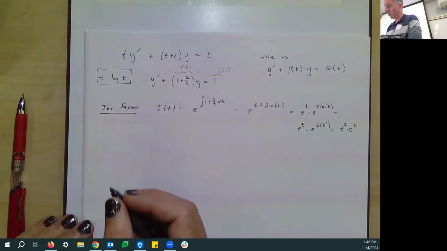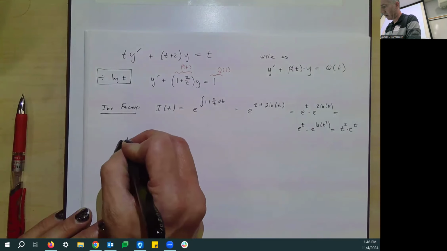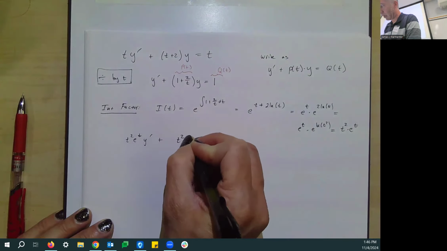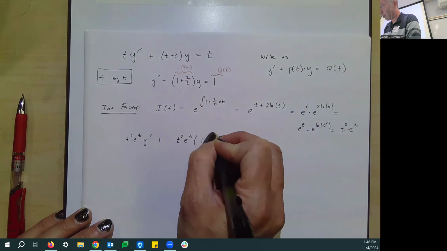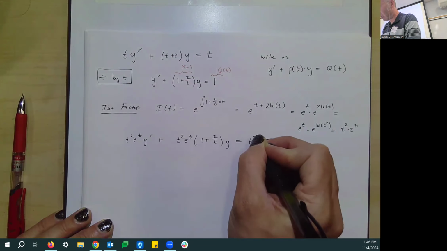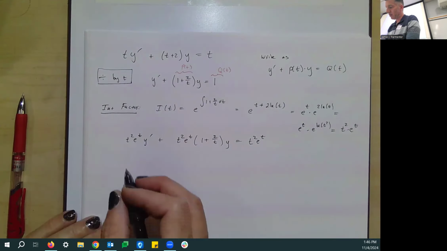All right, so we multiplied the whole thing by an integrating factor. It's going to look kind of gross. So we're going to get t squared e to the t times y prime plus t squared e to the t times 1 plus 2 over t times y equal to t squared e to the t times 1. All right. It should be true, although I'm having a hard time believing. No, I believe it totally. If I distributed the, well, yeah, we'll see.